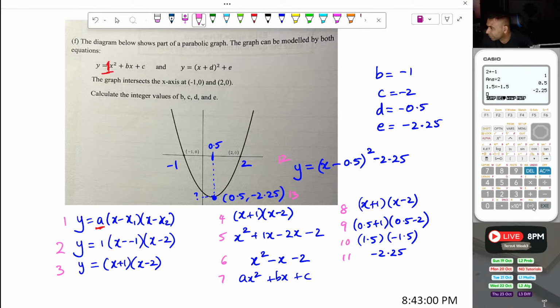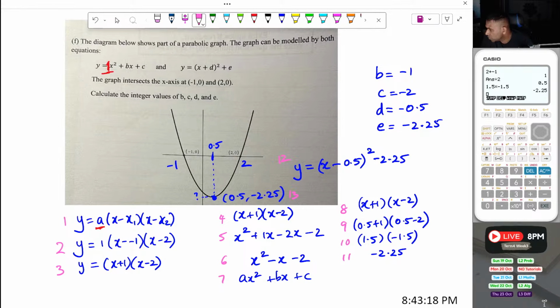How did you find the A value? Anytime, the A value is whatever the value in front of x squared is. In this case, if you look in front of the x squared, there's no numbers. That means it's got a 1. So that's how I know that that was going to be 1.